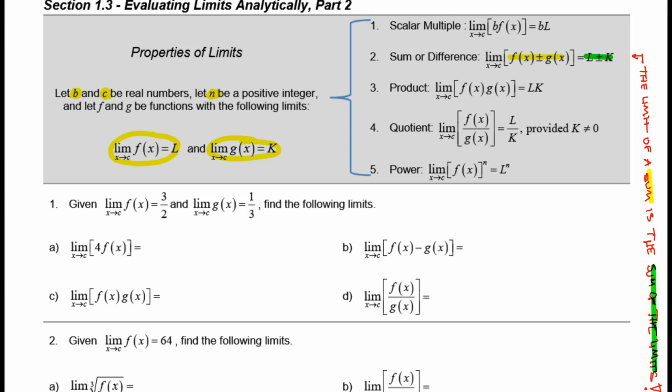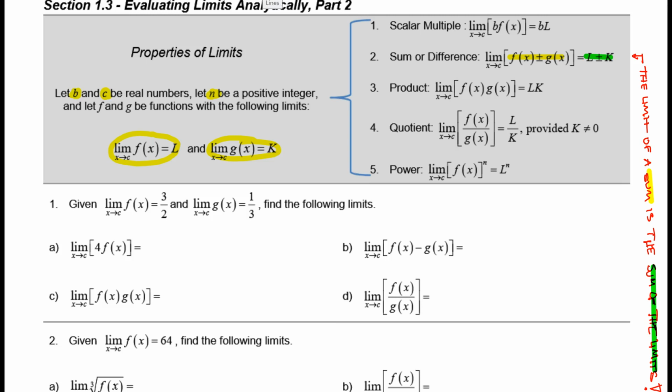And then last but not least, we have the power rule of limits, the power property. It says the limit of f of x raised to the nth power as x approaches c is equal to that value L raised to the nth power. And again, I think these rules work kind of like you would expect them to work.